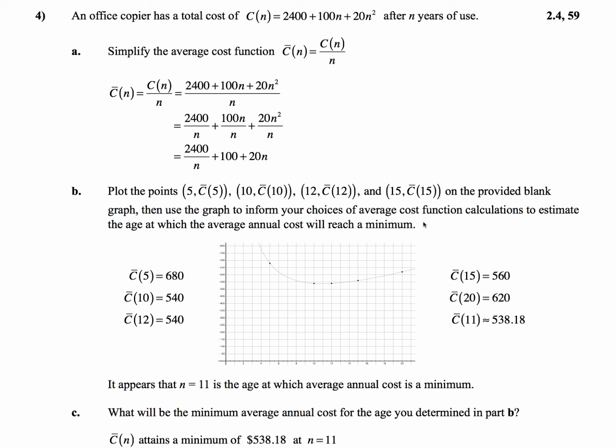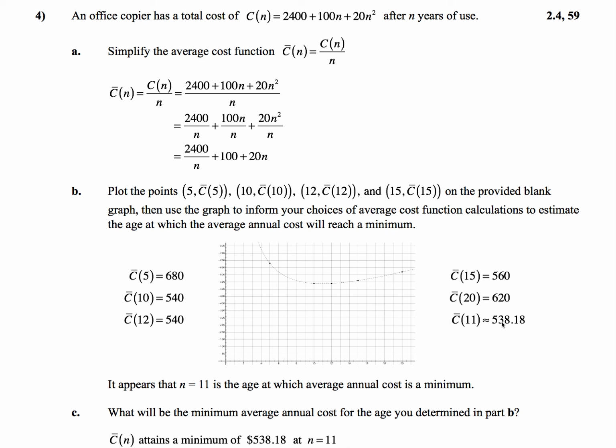In other words, to decide what other average cost calculations would be useful to us to estimate the age, the number of years at which the average annual cost reaches a minimum. Well, we can see that with a point here and a point here and a point here, and especially with a point here, it looks like the function probably bottoms out somewhere in this area. And so we have the value at 10 years and 12 years, so let's check what it would be at 11 years.